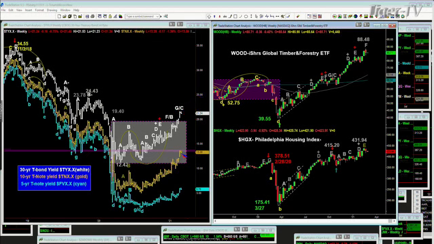Here's the TNX. This is the 10-year T-note yield, the brown one. And the thing that I'm talking about is some kind of discrepancy between the yields. Look at the distance between the 30, the 10, and then the 10 and the 5.